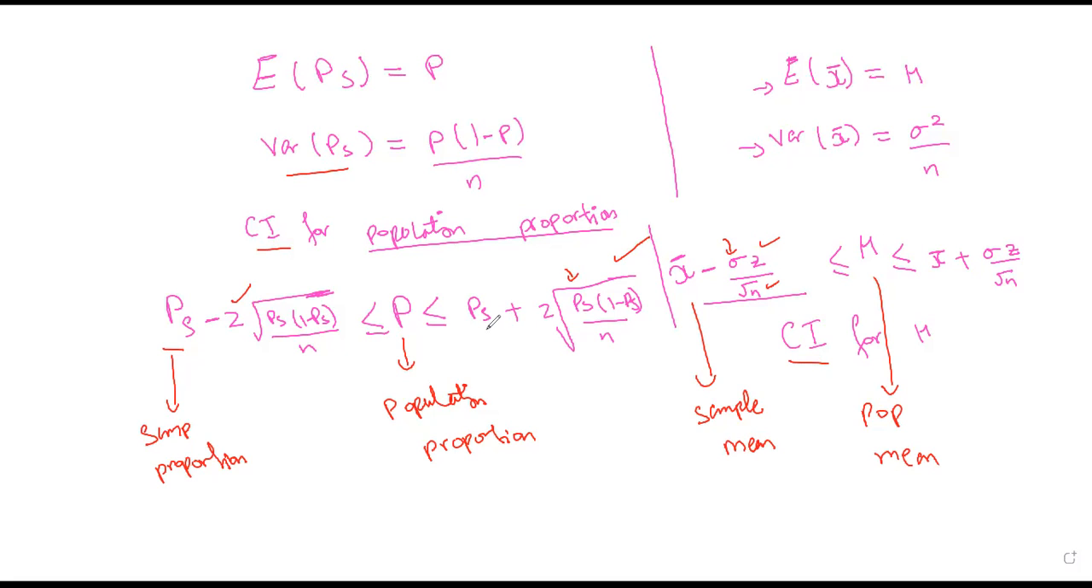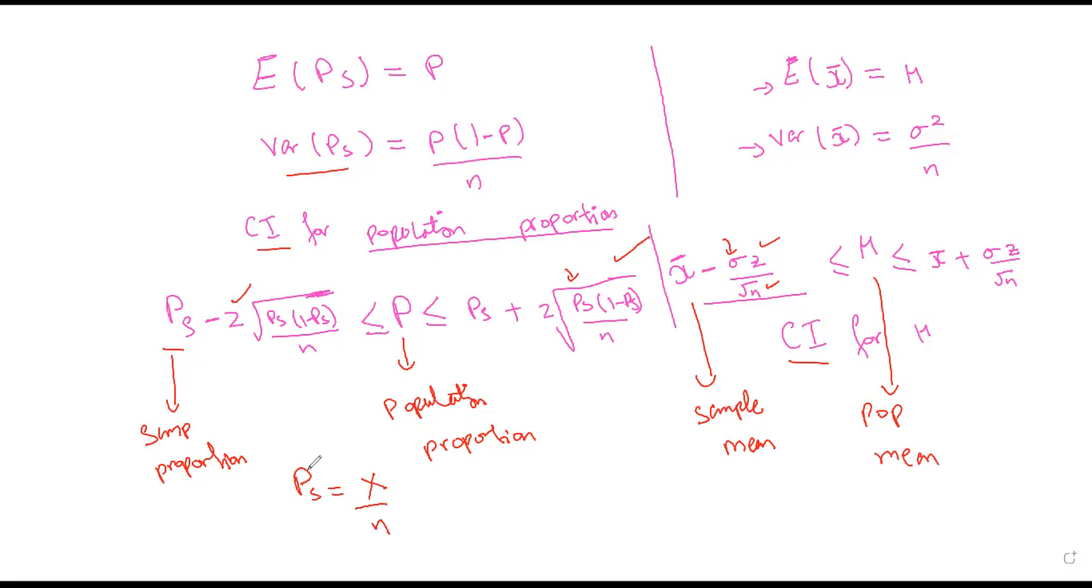So this is the confidence interval. Interval means it would be a range. This is a range. Here in the center you have the population proportion. Okay, and now how are you going to find PS? PS is x by n.